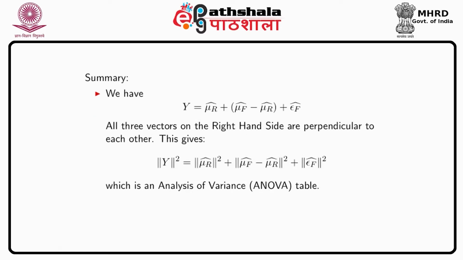So in summary, we have y written as mu r hat, which is the estimated mean values from the reduced model, plus the difference between the estimated mean value of y between the full and the reduced model, plus the error term coming from the full model. So all three vectors on the right hand side are perpendicular to each other, which gives us the squared length of y equals the sum of the squared lengths of all the vectors on the right hand side of the above identity, which is nothing but the analysis of variance table. If you remember, in the analysis of variance table, we have the sum of squares due to the regression and the sum of squares due to the residuals, and these two add up to the total sum of squares, which is exactly what is represented by the identity above.